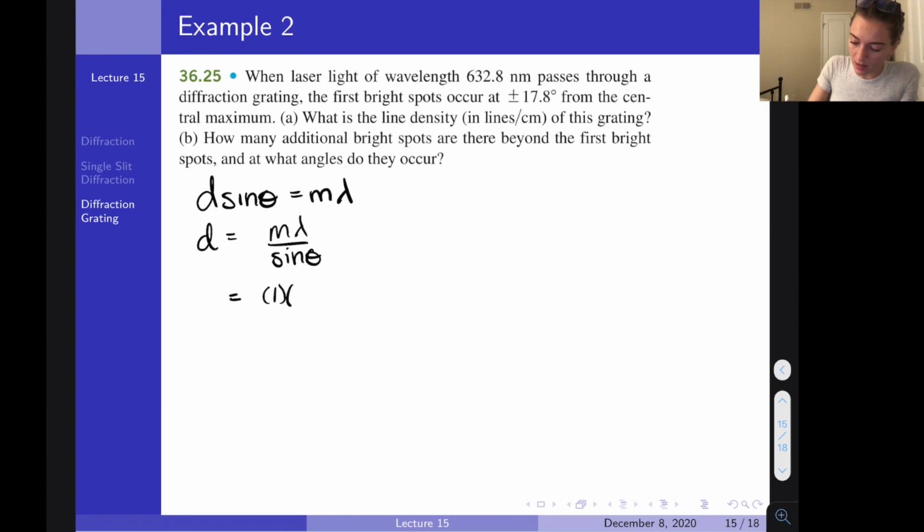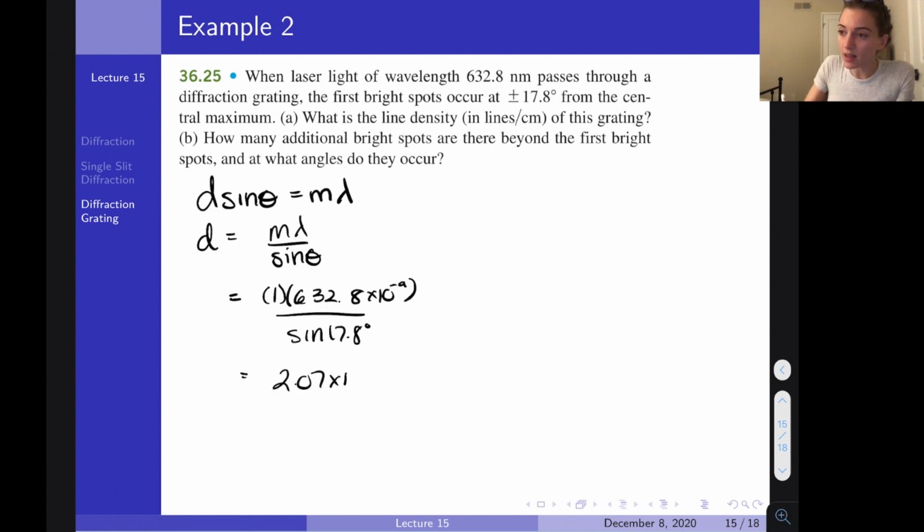Lambda is 632.8 nanometers. And then theta is 17.8 degrees. So we plug that into the calculator, and you get 2.07 times 10 to the negative 6 meters. So that's the spacing between each line.